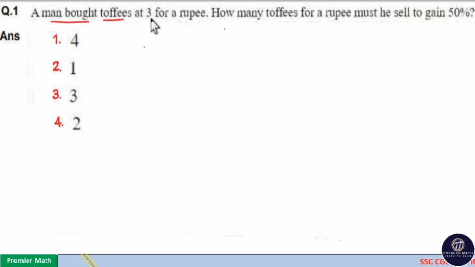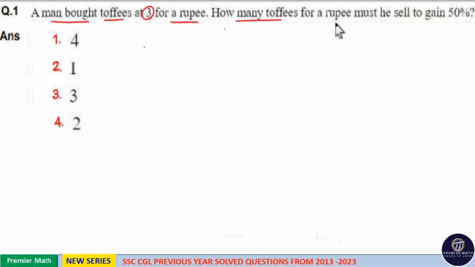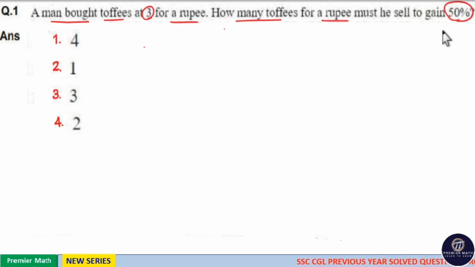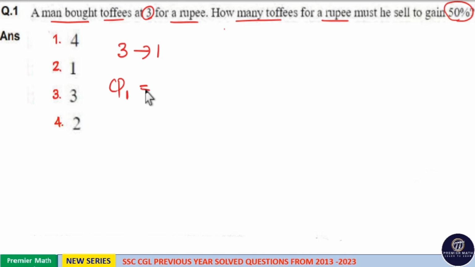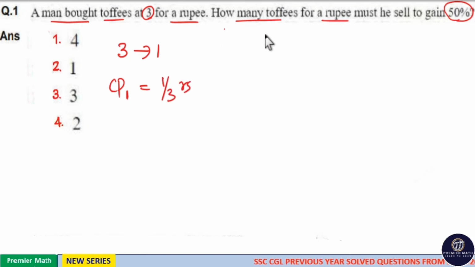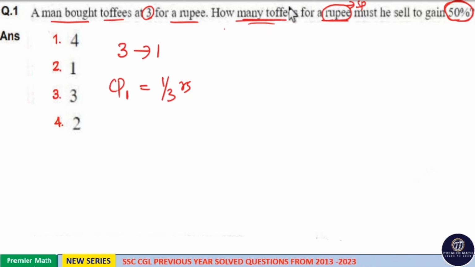A man bought toffees at 3 for a rupee. How many toffees for a rupee must he sell to gain 50%? Here, this man bought 3 toffees at 1 rupee, which means cost price of 3 toffees is equal to 1 rupee. Then, cost price of 1 toffee is equal to 1 by 3 rupees. Now, we need to get 50% profit by selling some toffees at a rupee. At a rupee means here sell price is equal to 1 rupee. That is, we need to find how many toffees we can sell at 1 rupee to get 50% profit.